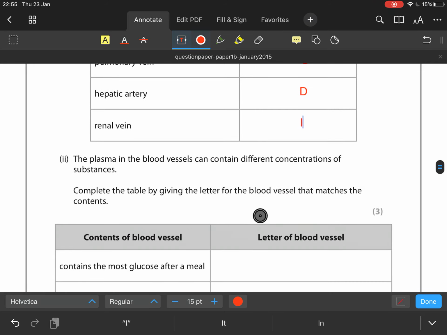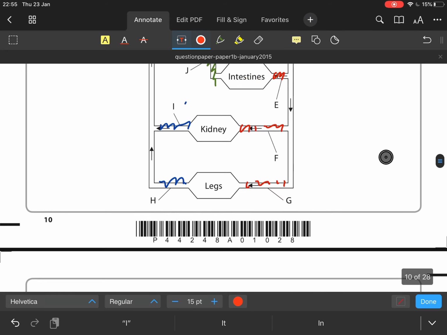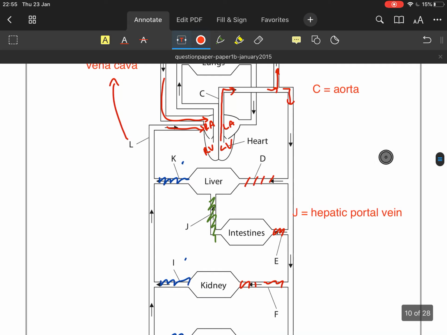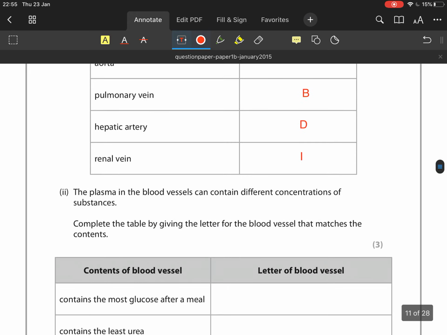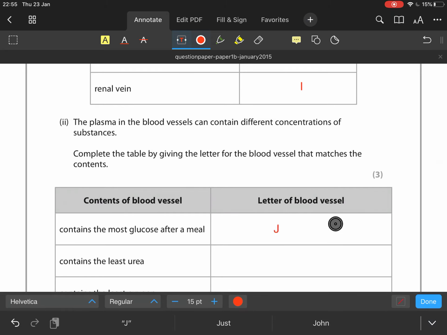If we just scroll down again, the plasma in the blood vessels contains different concentrations of substances. Complete the table by giving the letter for the blood vessel that matches the components. Okay, so which contains the most glucose after a meal? Well, we know that glucose is absorbed in the small intestine after a meal. So the blood vessel that's going to be carrying blood and plasma with the highest concentration of glucose has to be J. It's the one that comes straight out of the small intestine where the glucose is absorbed into the bloodstream from our meal.